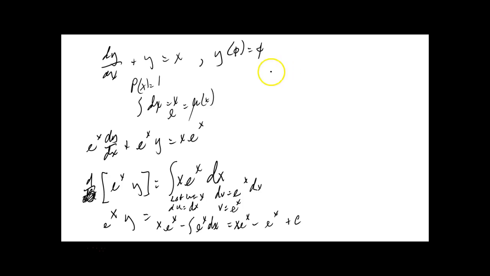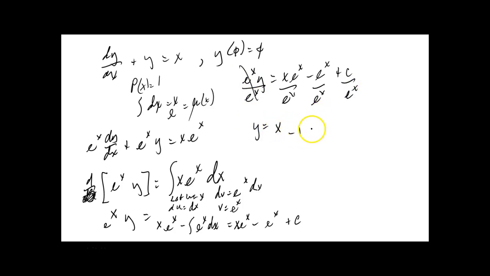Let me write it over at the top here to make it easier to say. e to the x y is equal to x e to the x minus e to the x plus c. We need to get the y by itself. So we divide everything by e to the x. Okay, now you have y is equal to x minus 1 plus c e to the minus x. I'm going to write it that way rather than write it in the denominator.